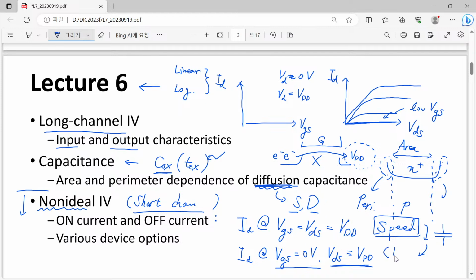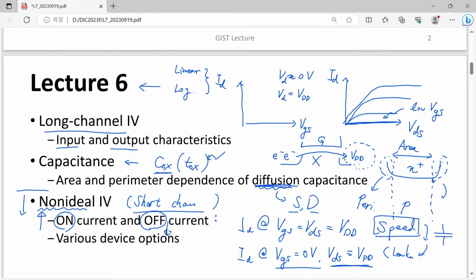So this is really unwanted behavior. This is called leakage current, and this off current is the representative leakage current. So we must consider both on current and off current. The ideal case is very high on current and, at the same time, very low off current. That is the ideal case.